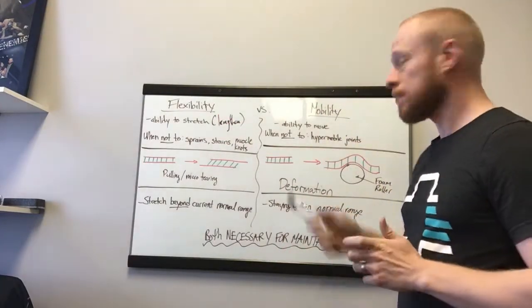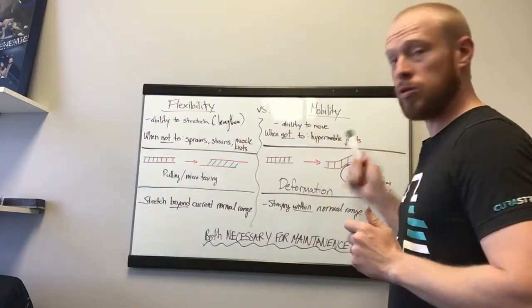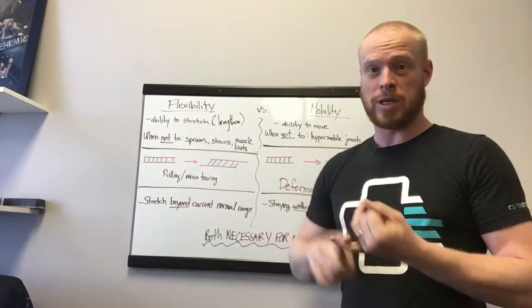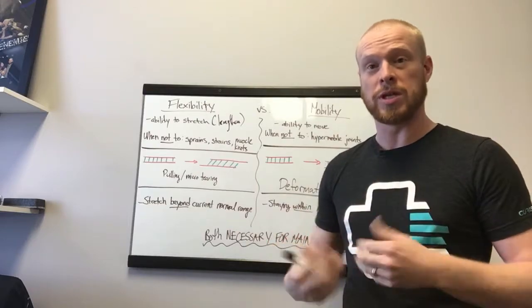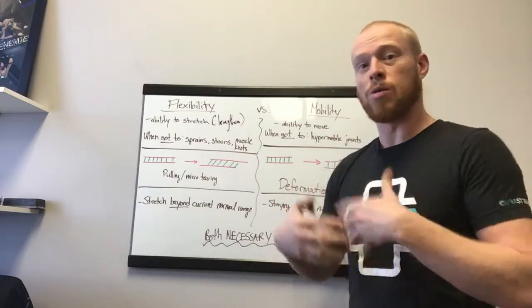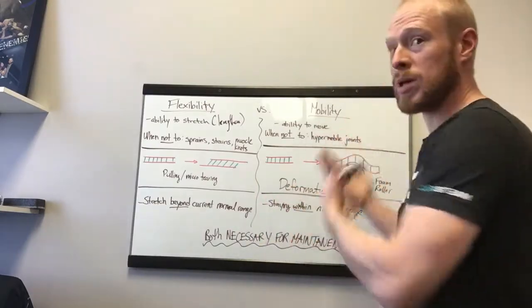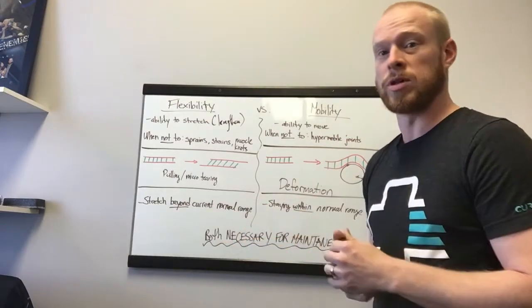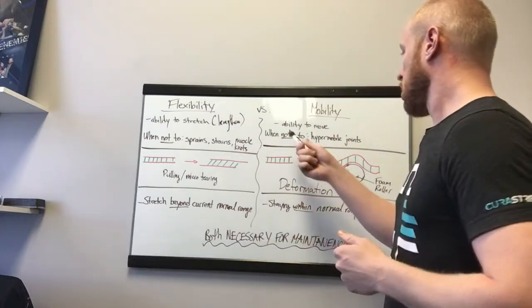Moving on to mobility. Ability to move is mobility, okay? So this also incorporates joints, hips, shoulders, any type of joint. Your ability to move is how mobile you are. So when we do mobility exercises, we're wanting to move more efficiently, move more freely, or move more without pain.